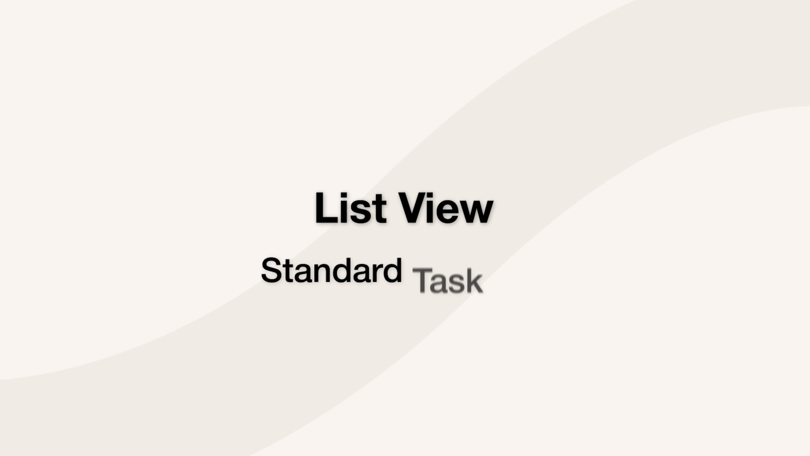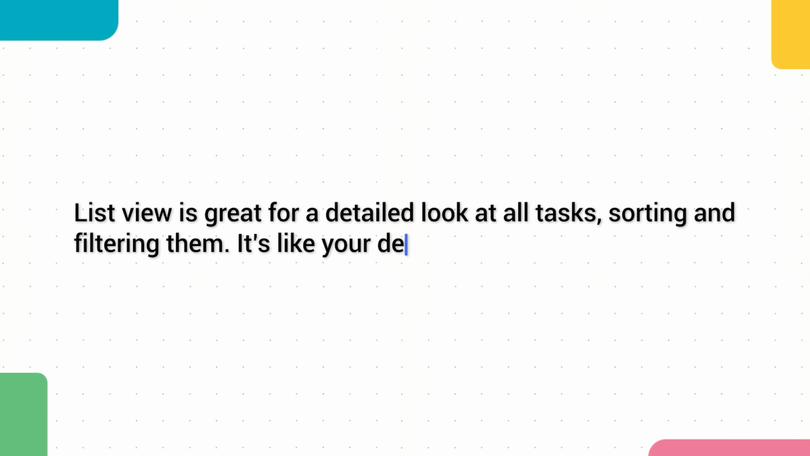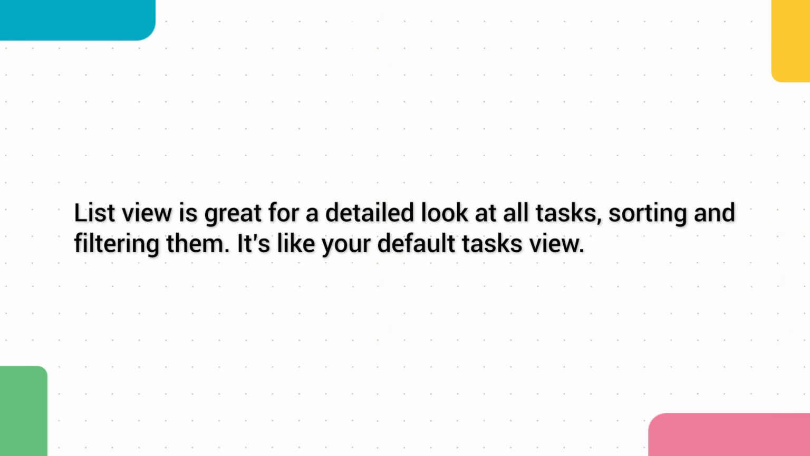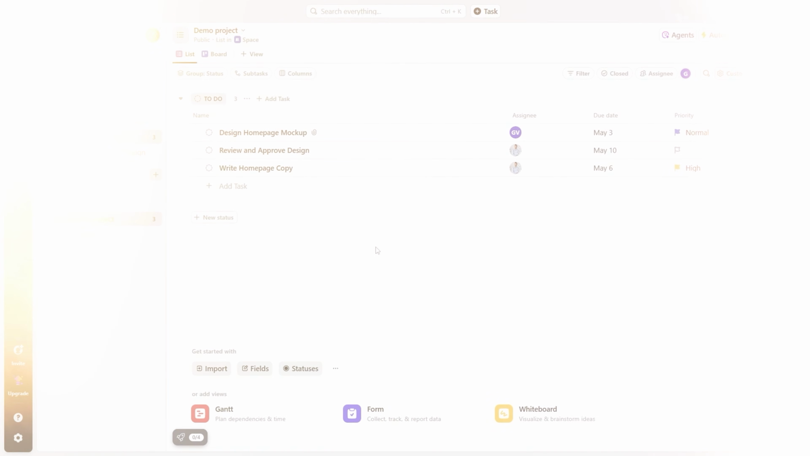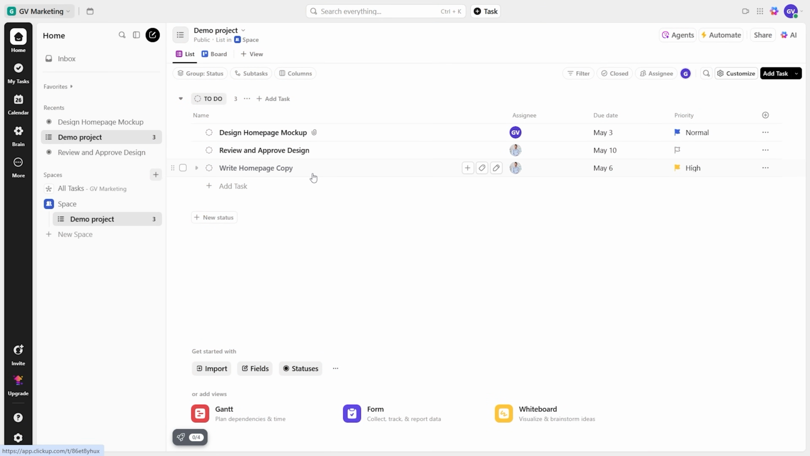List view, standard task list. We've already been using list view. It's basically a spreadsheet-like list of tasks with columns for various fields. List view is great for a detailed look at all tasks, sorting and filtering them. It's like your default tasks view. In list view, you can see all tasks in the current list. Overall, list view is your go-to for detailed task management, especially if you love spreadsheets or need to see custom fields in columns.